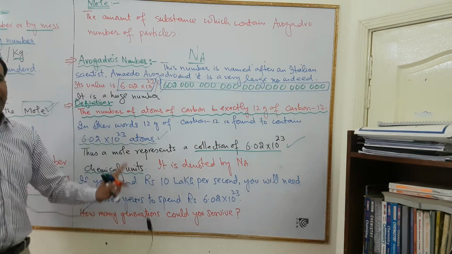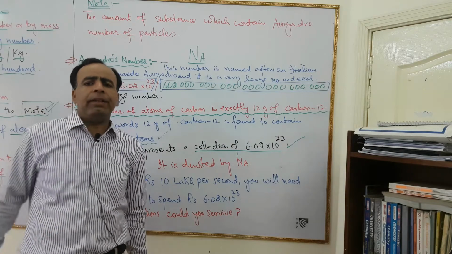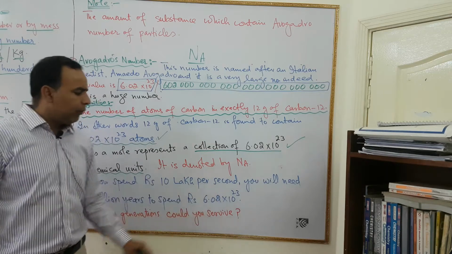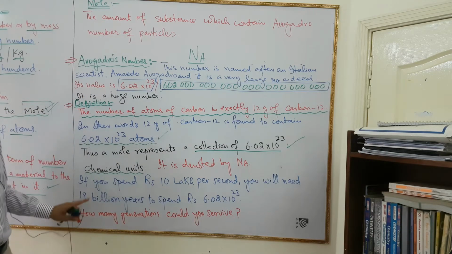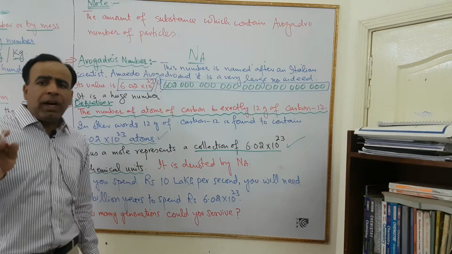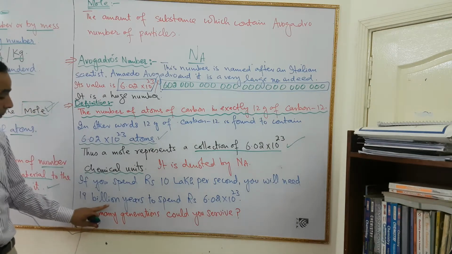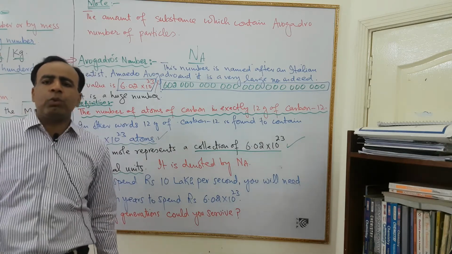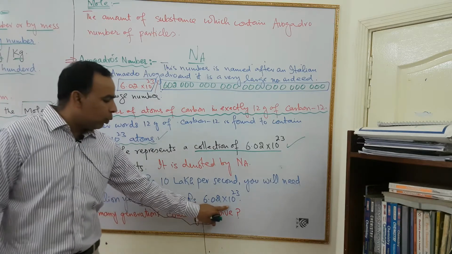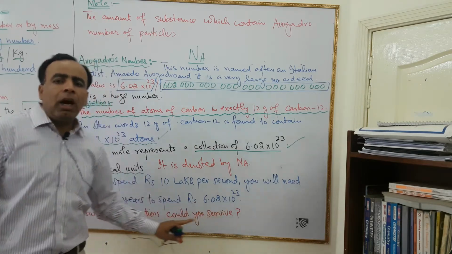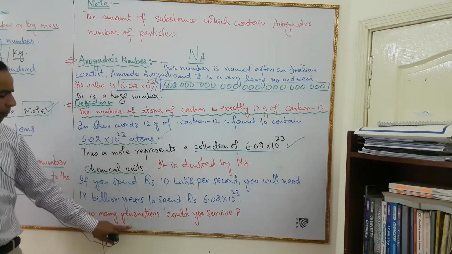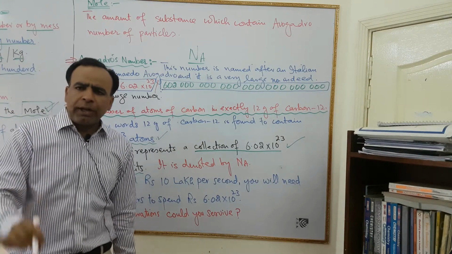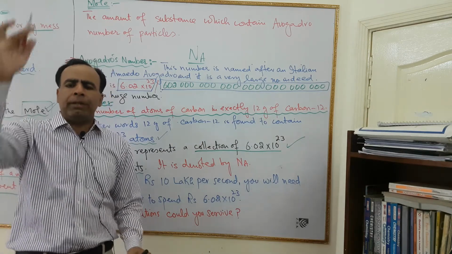Now, dear students, if you spend 10 lakh rupees per second, you will need 19 billion years to spend 6.02 × 10^23. It means that you could survive many generations. It means that Avogadro number is a huge number.